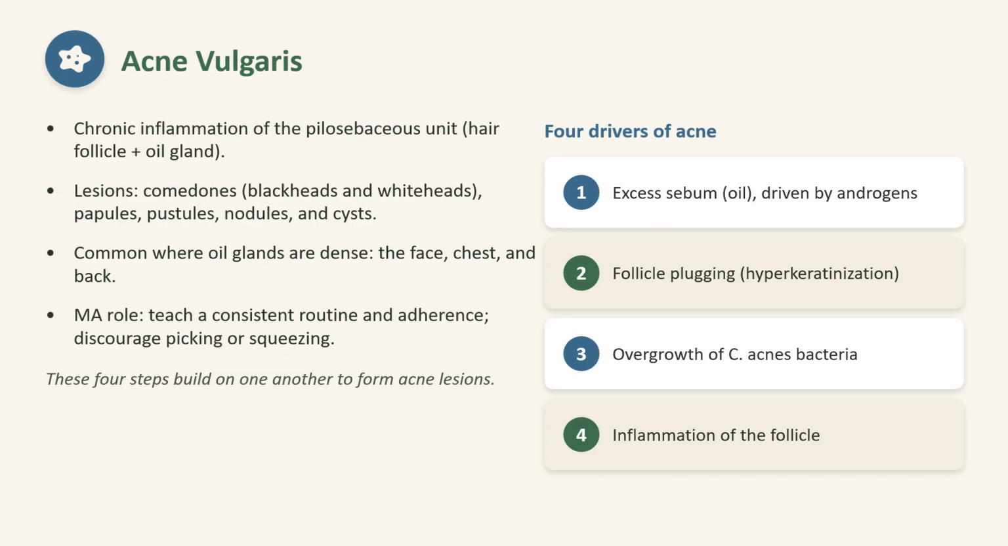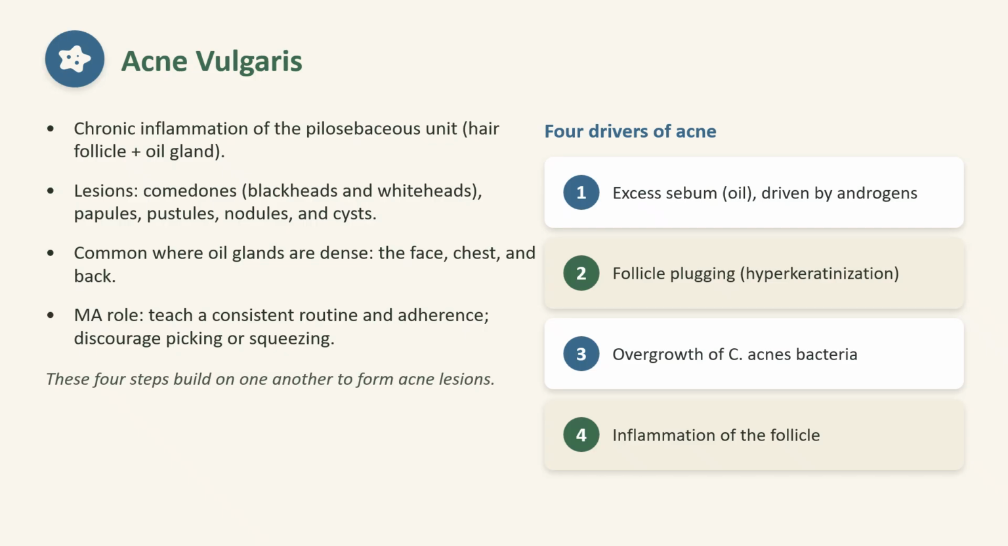The cards on the right walk through the four drivers that combine to produce acne. 1. Excess sebum, driven mainly by androgen hormones, which is why acne flares at puberty. 2. The follicle gets plugged when skin cells lining it build up and don't shed normally. That's hyperkeratinization. 3. A normal skin bacterium, Cutibacterium acnes, that's a funny name because it's not really cute when you have acne, is it? But anyway, I digress. That bacteria overgrows in that oily plugged environment. And 4, the follicle becomes inflamed.